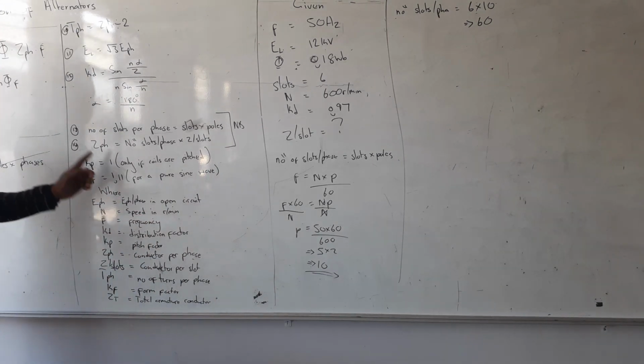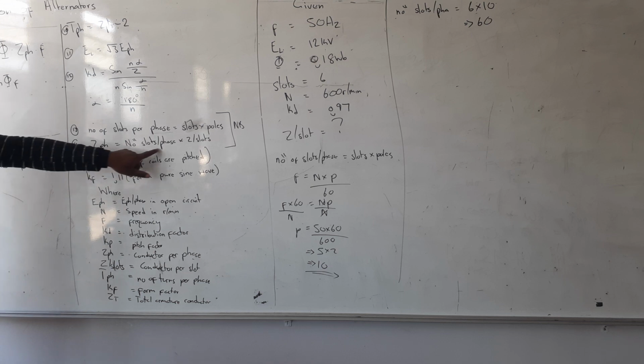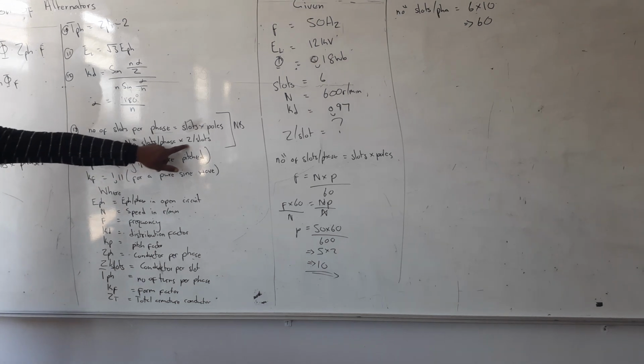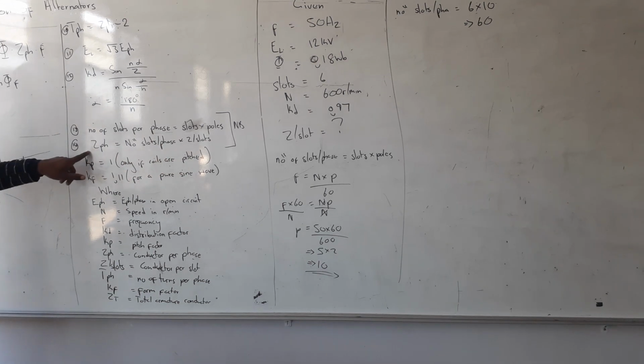So now I have the number of slots per phase. I'm looking for Z per slot, but do I have Z phase? No, I don't have Z phase. So how can we calculate Z phase here? You check with your given information. Let us check. I think we can use the first formula.